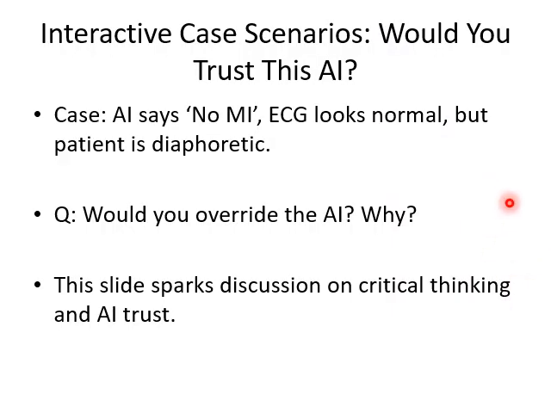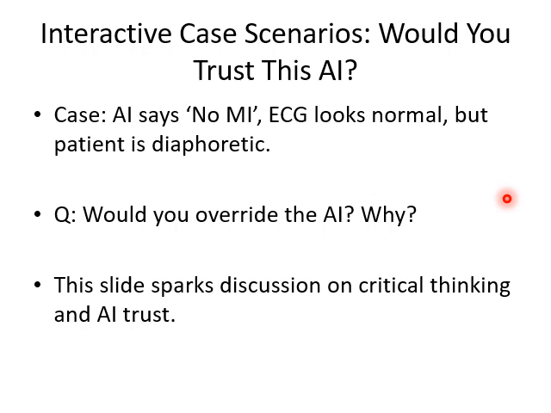Now, interactive case scenarios. Case number one: AI says no MI, ECG looks normal, but the patient is diaphoretic. Would you override the AI? Why? This slide sparks discussion on clinical thinking and AI trust.